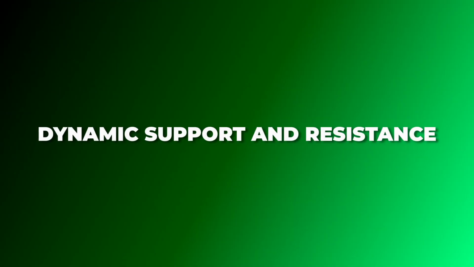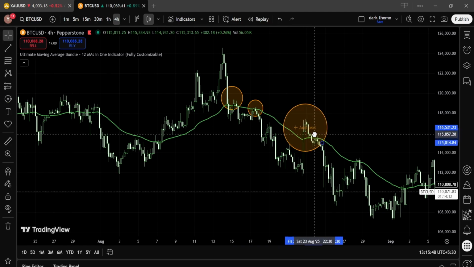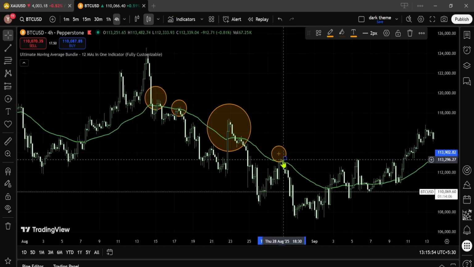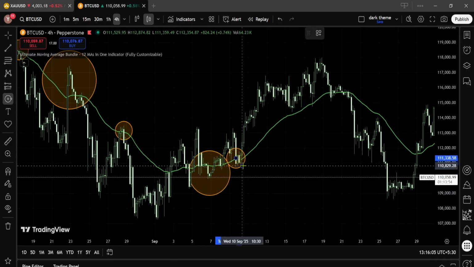Number 2, dynamic support and resistance. When the market trends, price often bounces off the moving average. Price comes back to the line, touches it, and continues. Those touches can be amazing entry points.